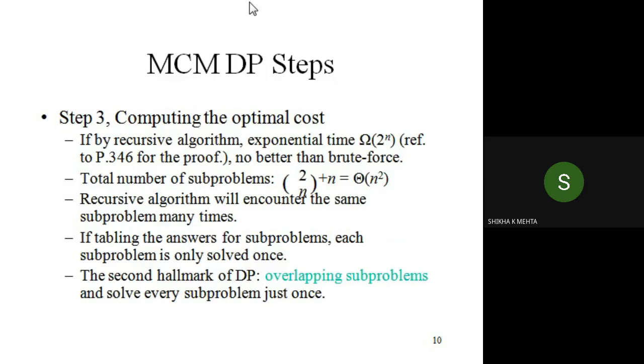Now, computing the optimal cost. A recursive algorithm takes exponential time, 2 to the power n, no better than brute force, while the total number of subproblems is theta n square. So the recursive algorithm will encounter the same subproblem many times. If we table the answers for the subproblems, each subproblem is only solved once. The second hallmark of dynamic programming is overlapping subproblems, and that's the difference from your recursive algorithm.